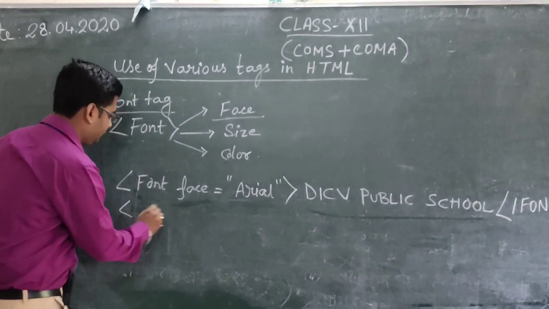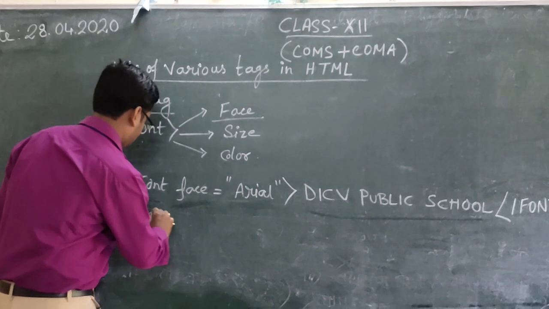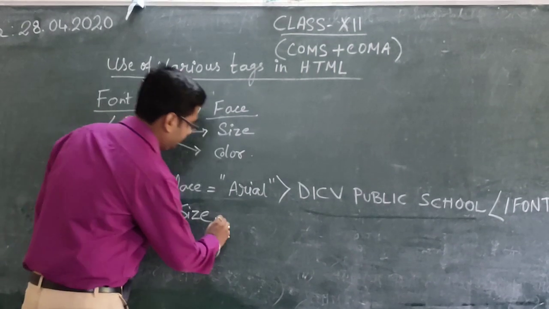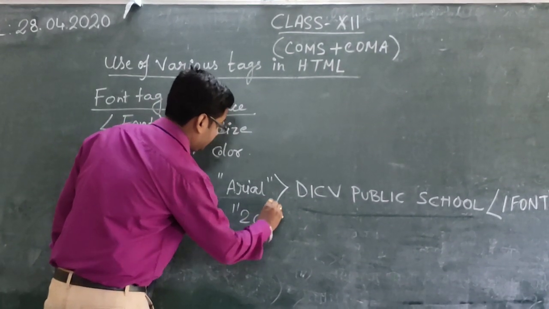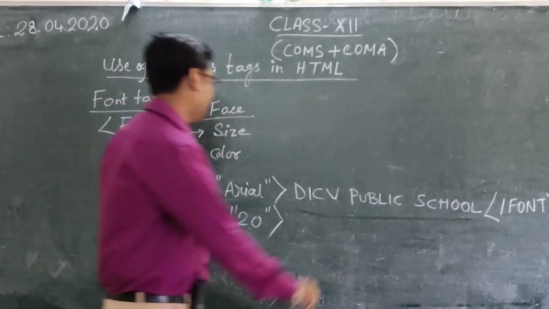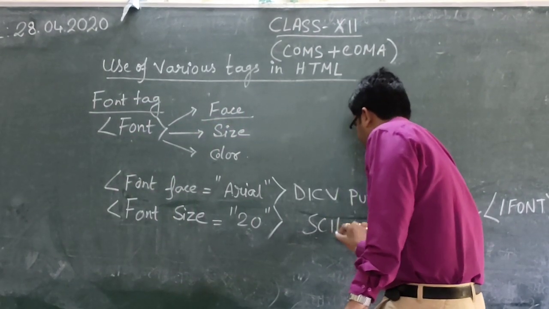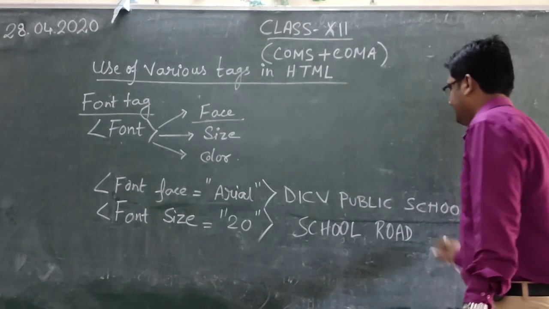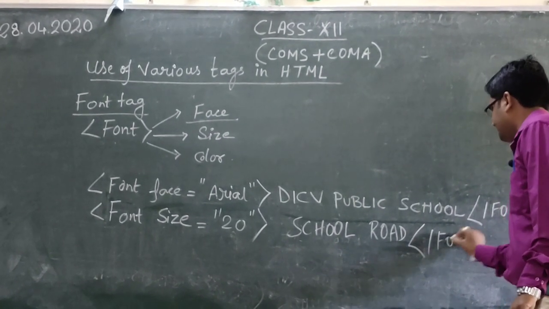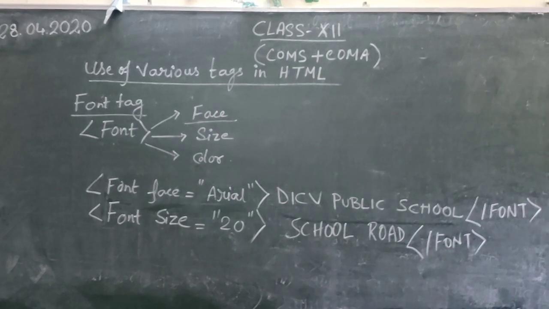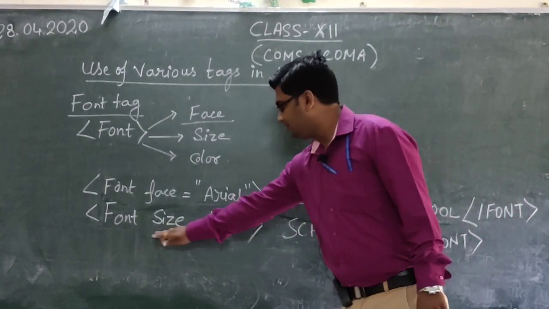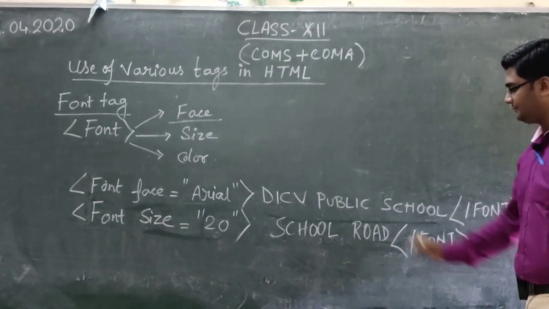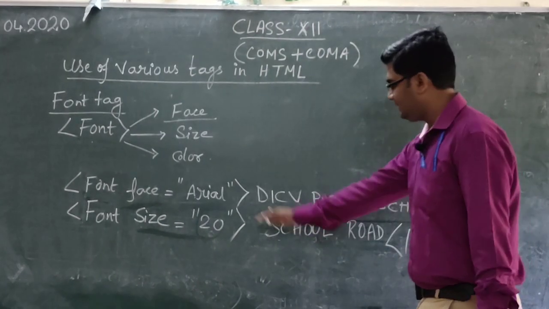Now if I use the attribute of font size, now see, I am writing font space size equals to 20, and after that I am writing School Road, and I am closing the font. So in this case, the size attribute is defining the size of the text as 20, and this School Road will be displayed in this 20 size.